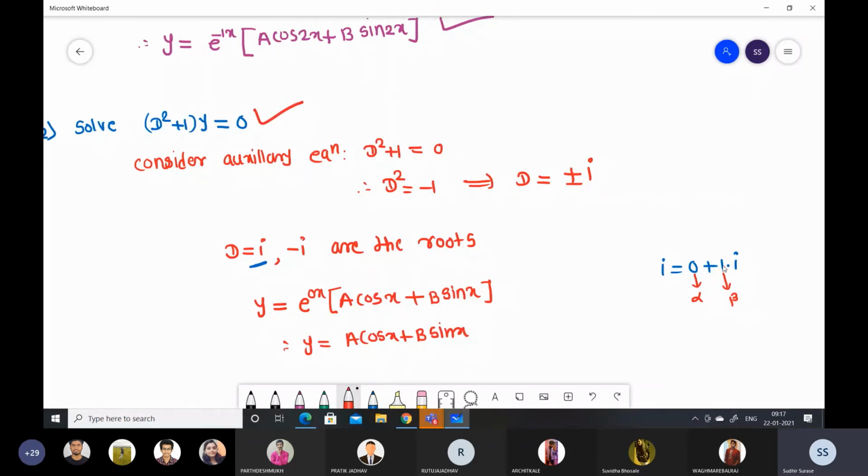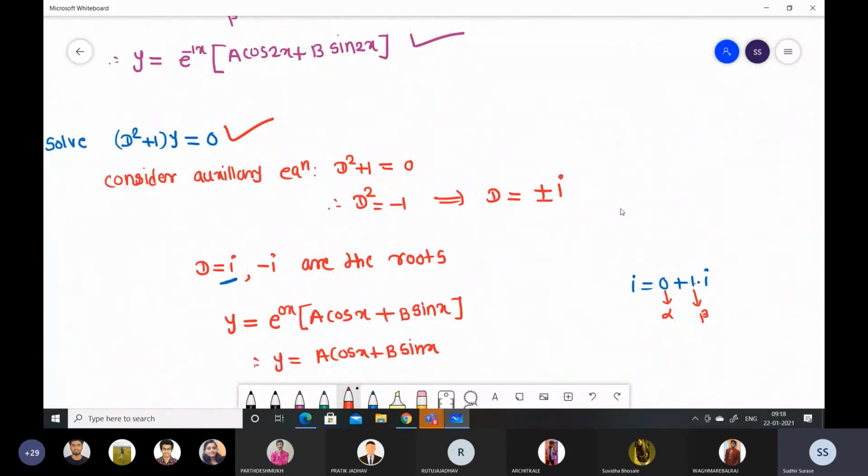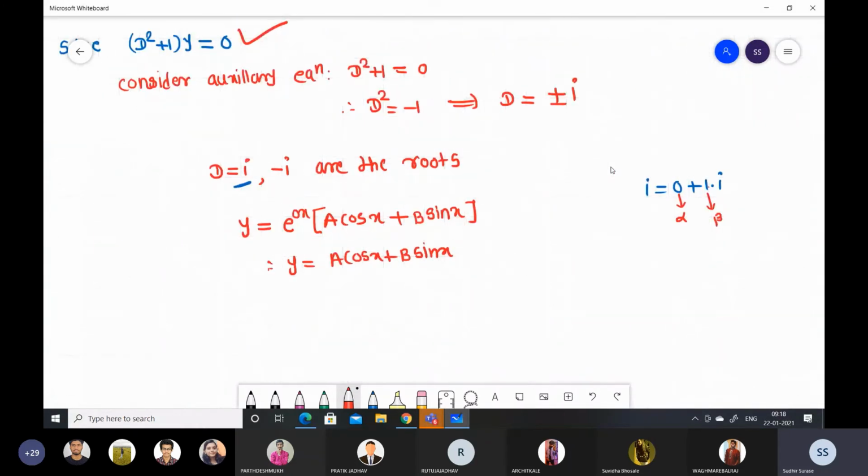The solution of this homogeneous differential equation is referred to as the complementary function. You have to keep in mind, whenever I use the word complementary function, you have to understand this is the solution of a homogeneous differential equation. Homogeneous differential equation means what? Right hand side is 0, right?